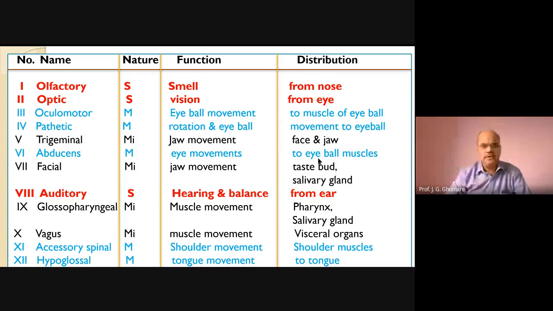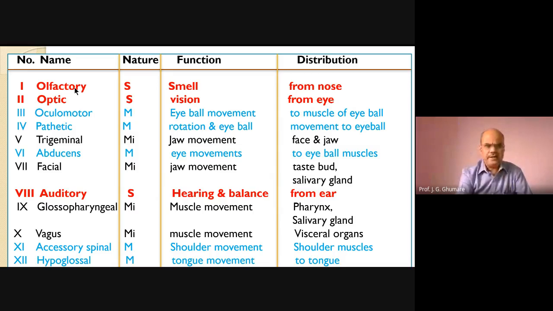Remember, okay, I've given color coding here. The three that I'm giving in red are all sensory nerves. Blue color, these are the motor type of nerves. Five are there. And the remaining are mixed type of nerves. One by one I'll repeat, because you need to learn by heart these 12 names at least.